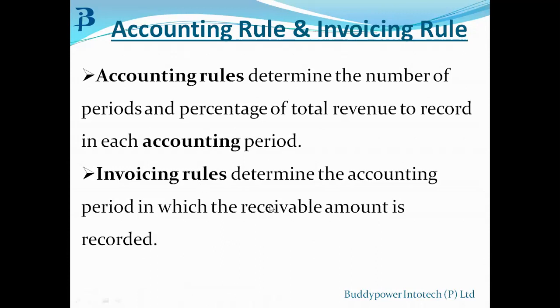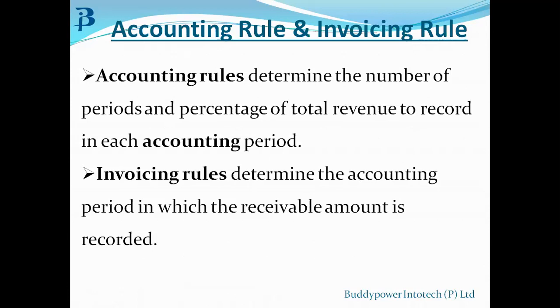You're getting my point? It is the receivable. Now you can make out the difference between revenue and receivable. Accounting rule is basically the number of periods and the percentage of total revenue to record in that particular accounting period, whereas invoicing rules determine the accounting period in which the receivable amount is recorded. This is on a larger scale, this is on a smaller scale. You got my point? Yes, ma'am.